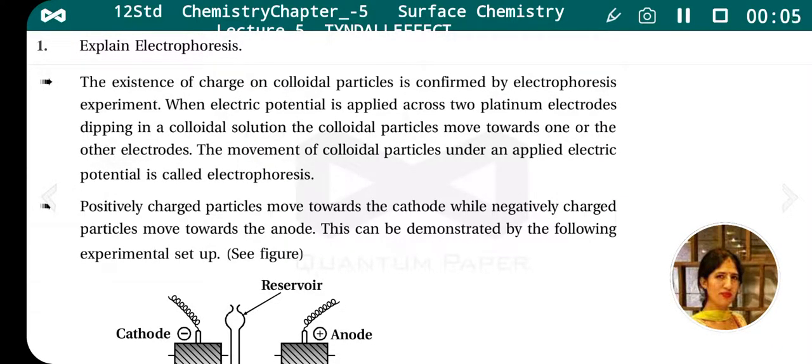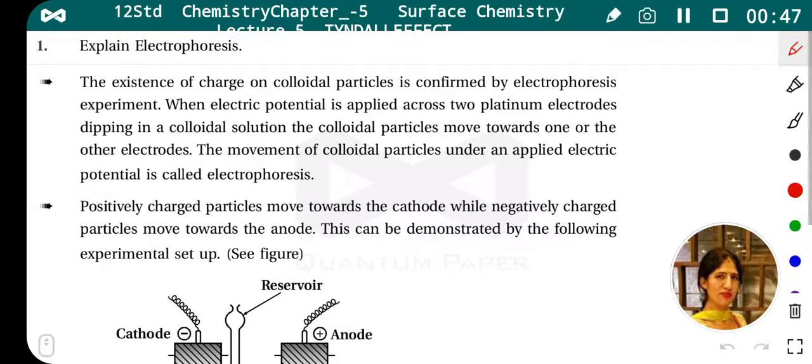Hope you are in good health. So let's start with a new topic in chapter 5, surface chemistry of 12th standard, and it is also a very important topic of this chapter, electrophoresis. In this chapter, students have already studied the charge on colloidal particles, that is, the particles of colloidal solutions are charged. So how can we confirm it? It is confirmed by the electrophoresis experiment.